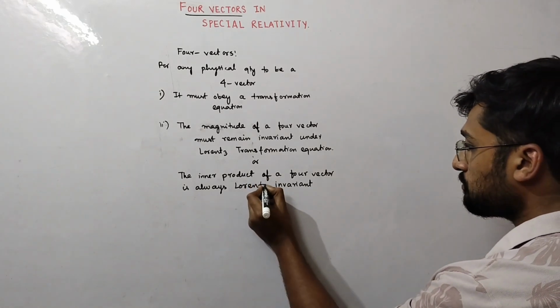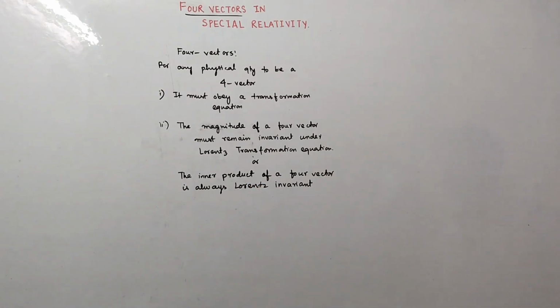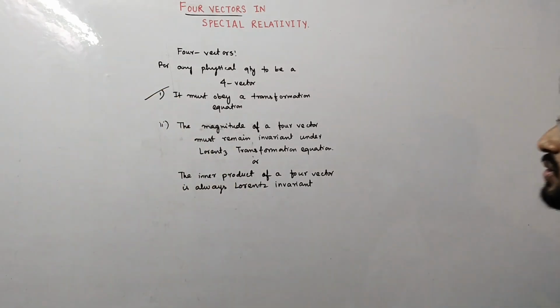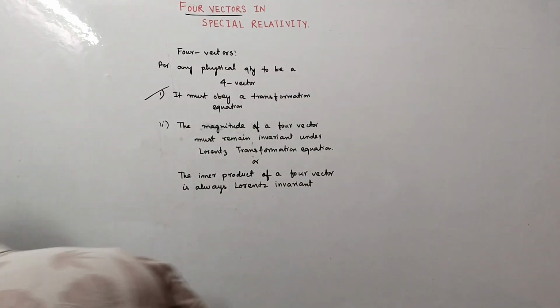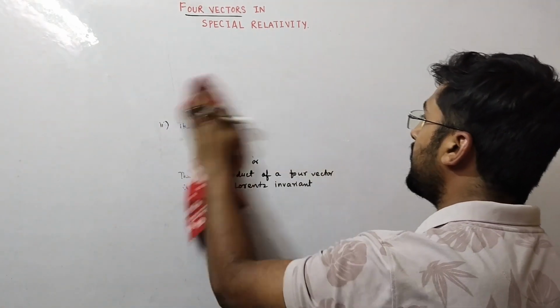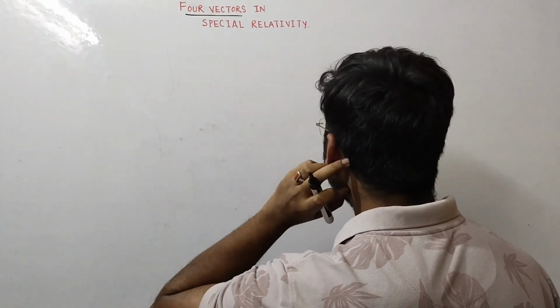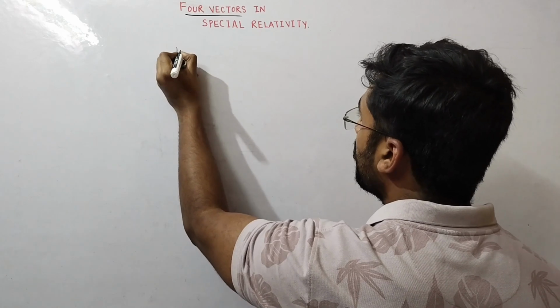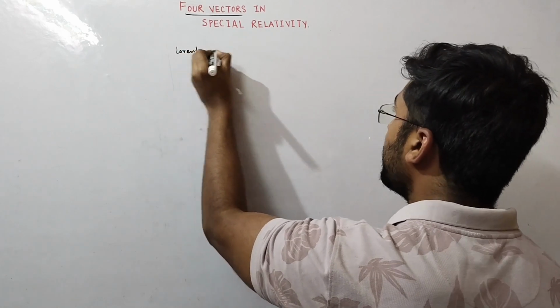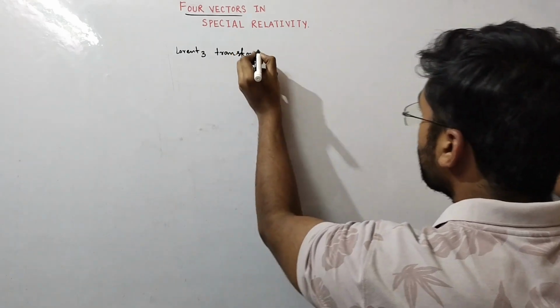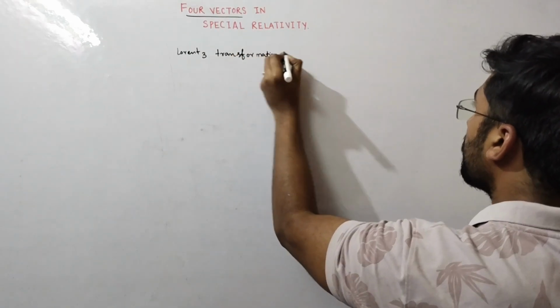So now moving on to what do I mean by the first statement when I say that it must obey a certain transformation rule. So before moving to the first point, let me first write down a few important things that I would require in order to write down the transformation equation. So let me first write down the so-called, the very famous Lorentz transformation equation.